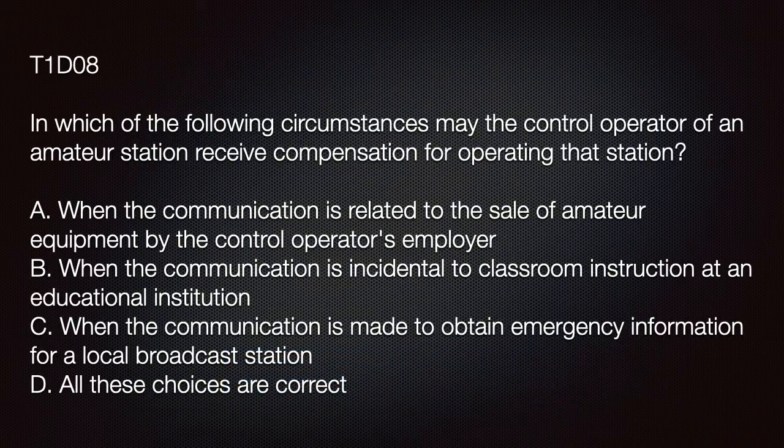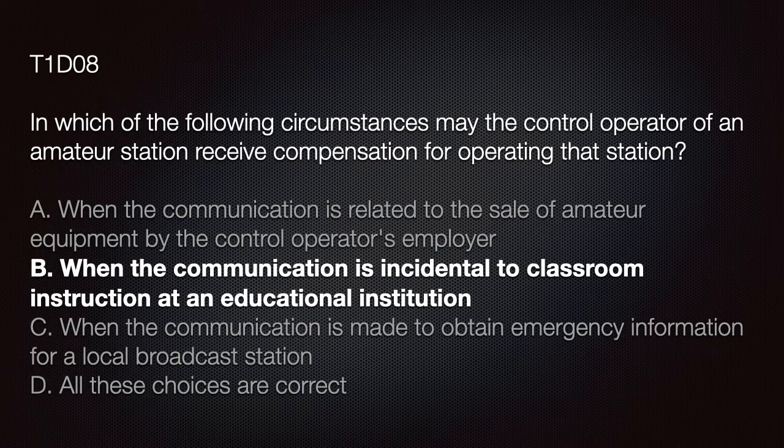The question will appear something like this. In which of the following circumstances may the control operator of an amateur station receive compensation for operating that station? A, when the communication is related to the sale of amateur equipment by the control operator's employer. B, when the communications is incidental to classroom instruction at an educational institution. C, when the communication is made to obtain emergency information for a local broadcast station. D, all of these choices are correct.